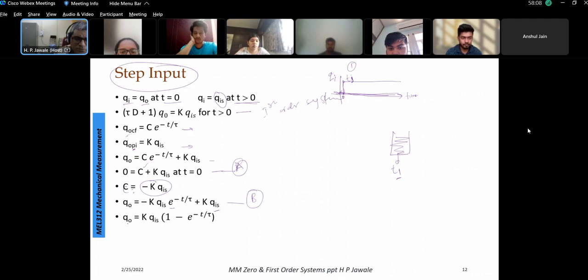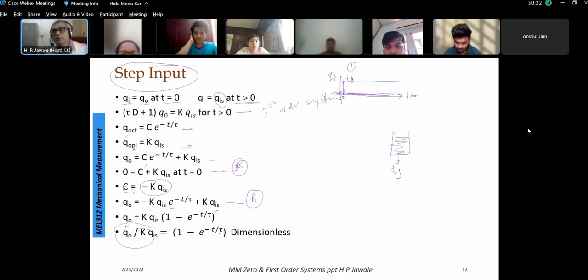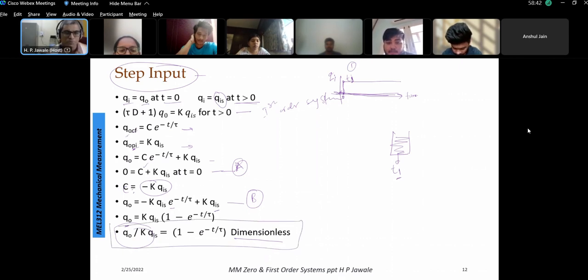So this can be further simplified to 1 minus e raised to power minus t by tau, times Qis times K. So the response Qo upon K Qis will be equal to 1 minus e raised to power minus t by tau, which is a dimensionless quantity. Right. So the step input gives two parts, the complementary function and the particular integral, and on combining them and getting the value of constant C, we can represent the response of the system to the step input like this.